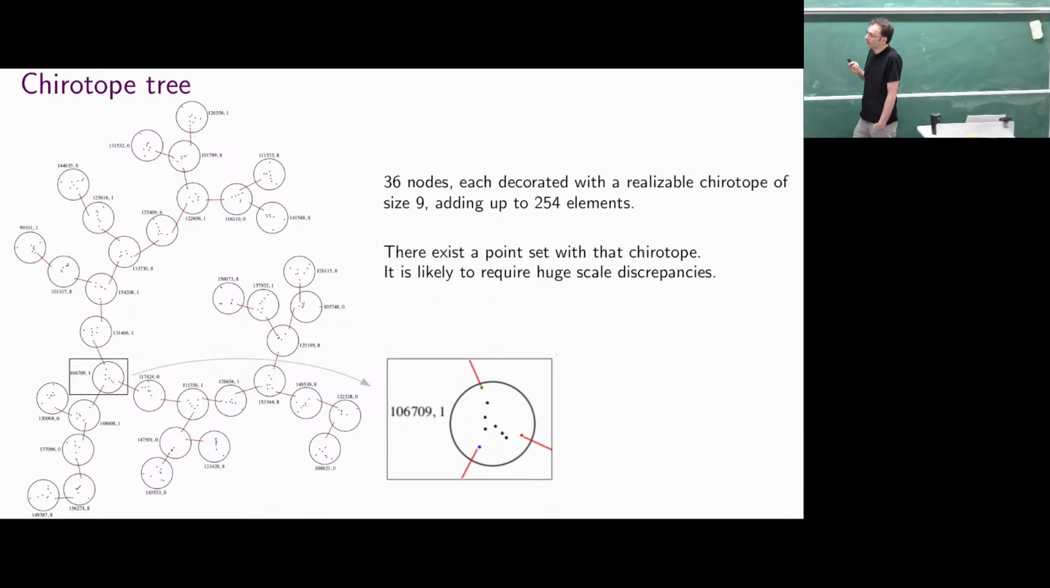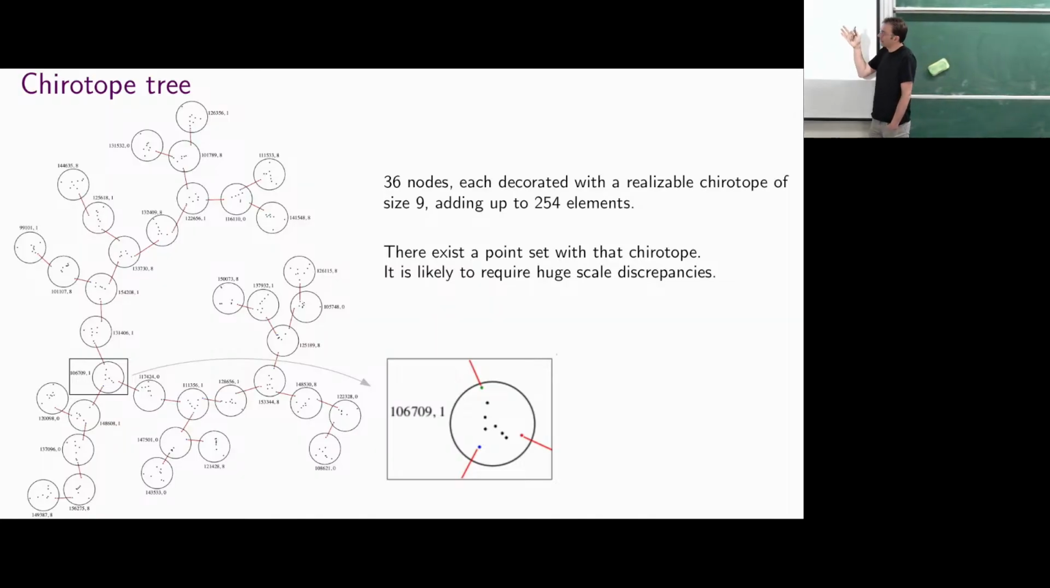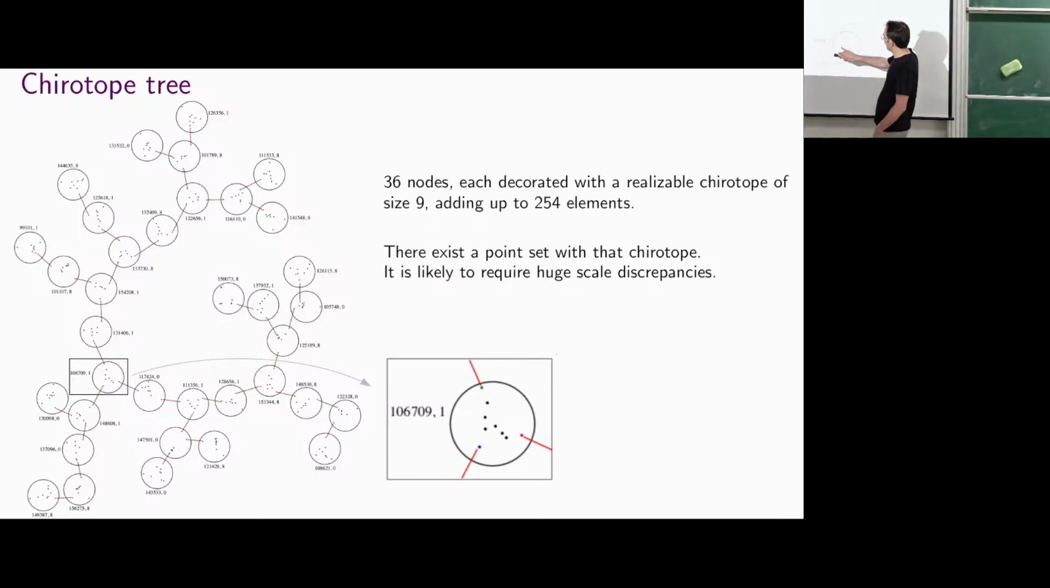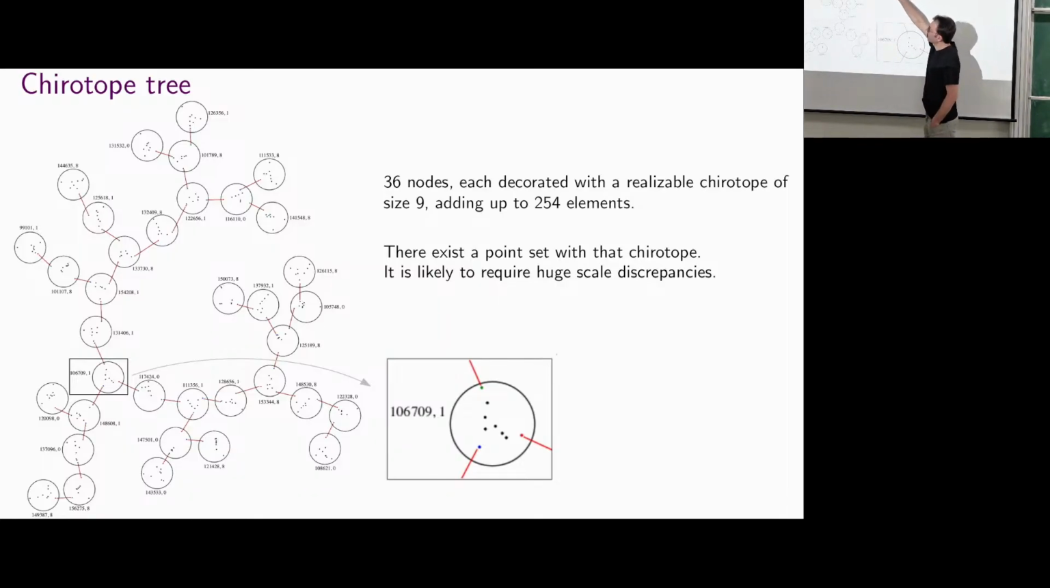So now the question is, we now have a description of realizable chirotopes that we know exist. If you give me 3 labels, I can provide you with the orientation. What can we do with that? What is this number labeled 106,709? How do we get those things of size 9?